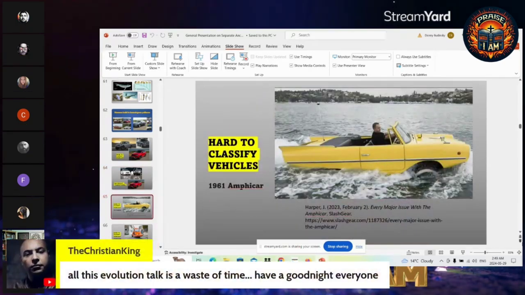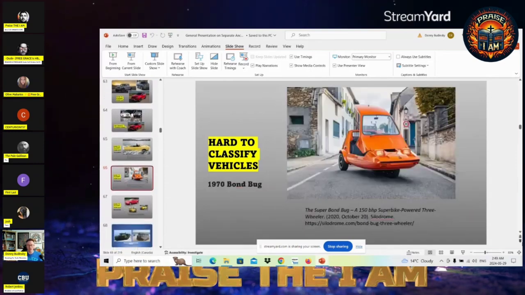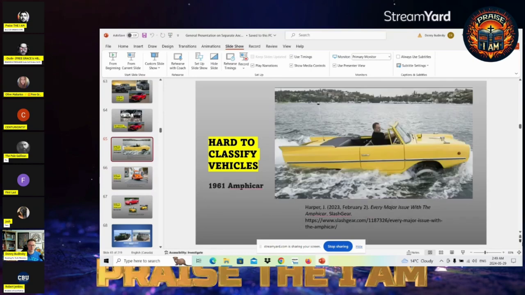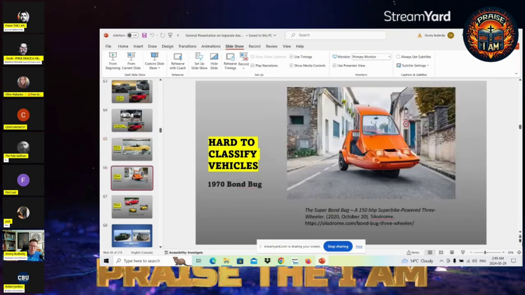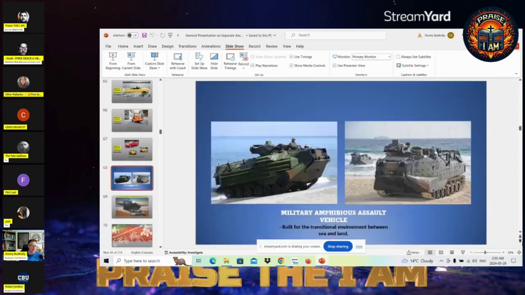Look at this one in 1961, Amphicar. I mean, this guy's just cruising along in some car that's able to act as a boat. Somebody thought it'd be interesting to design. Yeah, but that is a sweet car. Yeah, imagine rolling up to work in that thing. And so the point is, yeah, God's created some interesting mosaics for functional purposes, in the same way that man has designed some interesting intermediate or mosaic forms.